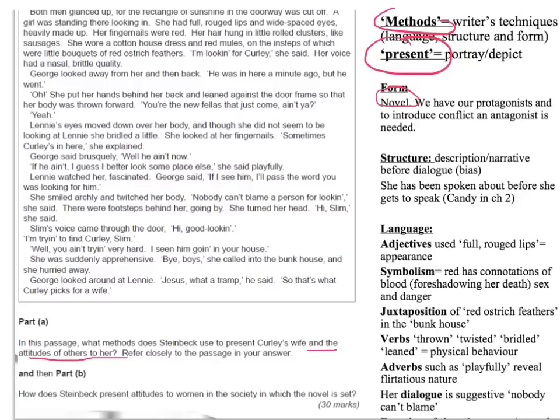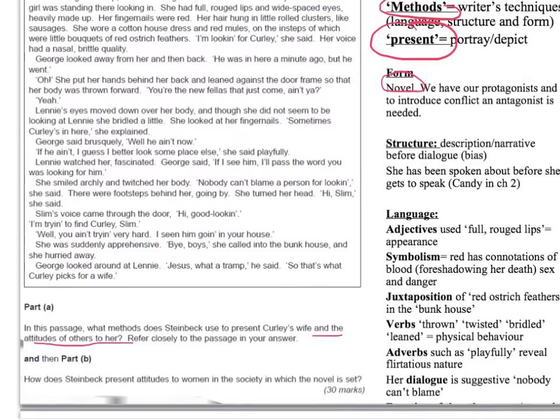In terms of language, things I'd be looking for, well, I'd certainly be hoping that students would focus on some of the language that's been used to describe her. The fact that she's got full rouged lips, and wide-spaced eyes, that she's heavily made up, focusing on that level of appearance. At A-star level, I would expect students to be able to talk about symbolism. We know that she's got these rouged lips and that her fingernails are red and that she wears red mules and there's red ostrich feathers. And I would expect the best students to be talking about multiple meanings here and multiple interpretations.